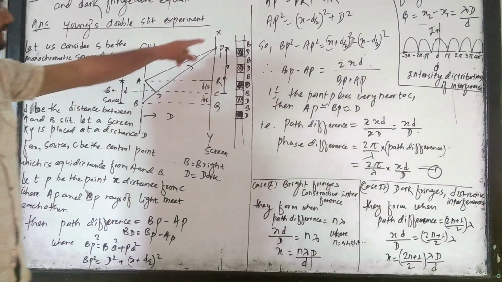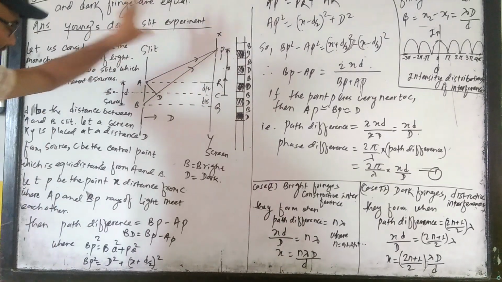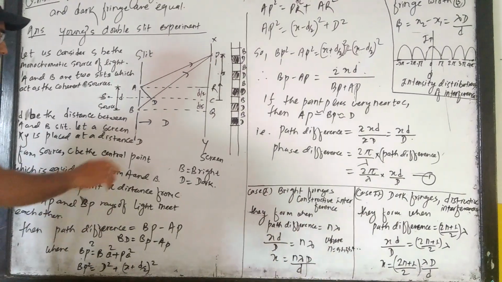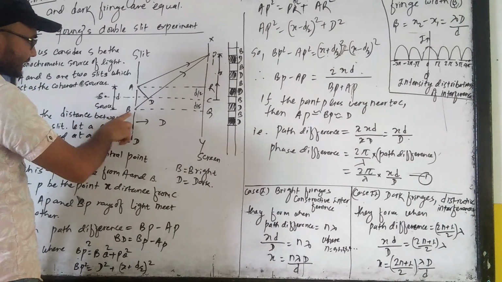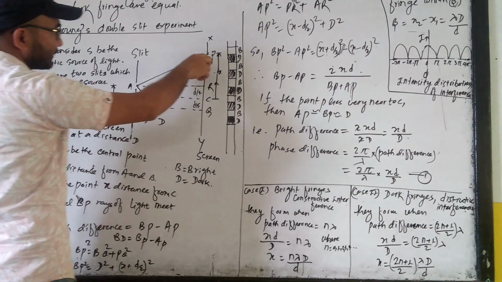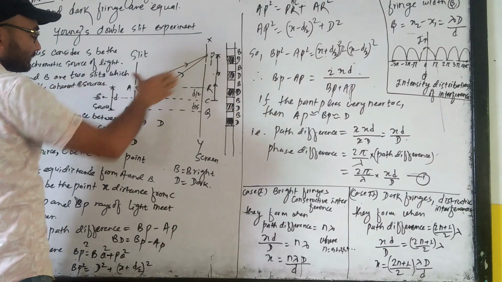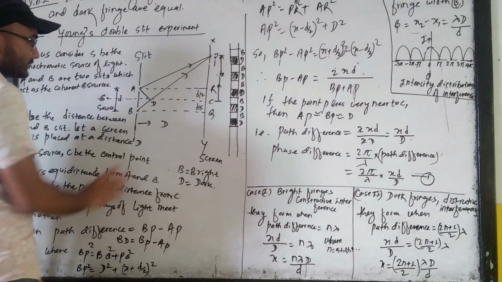Let P be the point at distance x from C, above C. At point P, where the rays of light from A and B meet each other, two waves come out from the A slit and the B slit and meet at this point, where you can see the path difference between them.